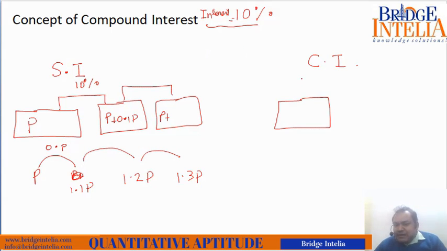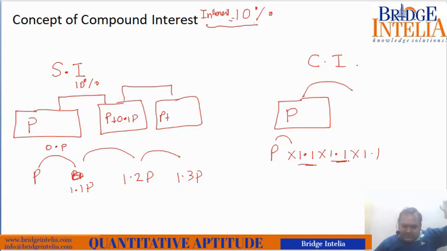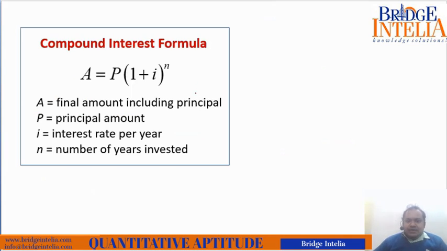But in case of compound interest, each year a new cycle begins. So let's say the initial value is P. P increases by 10% every year. So P gets multiplied by 1.1 each year. So the current value increases each year by 10%. If you see this, you will understand the meaning of this formula.